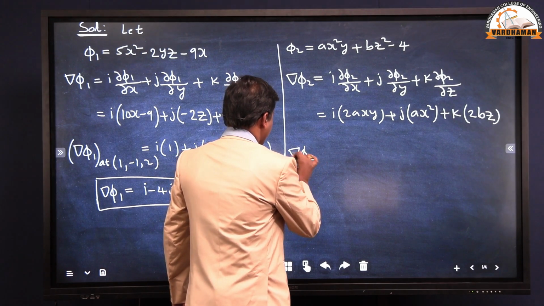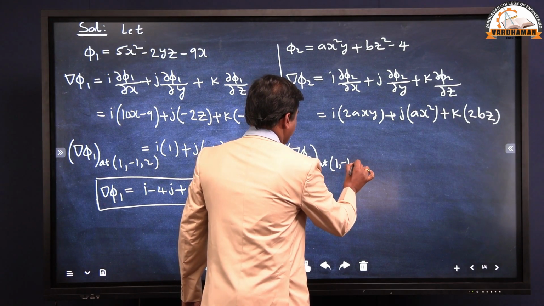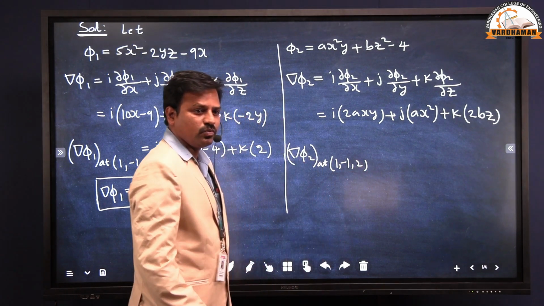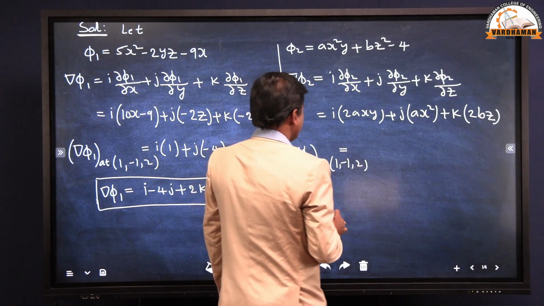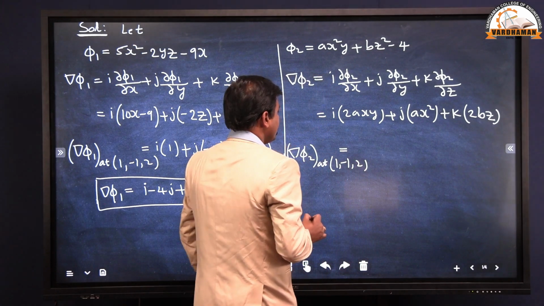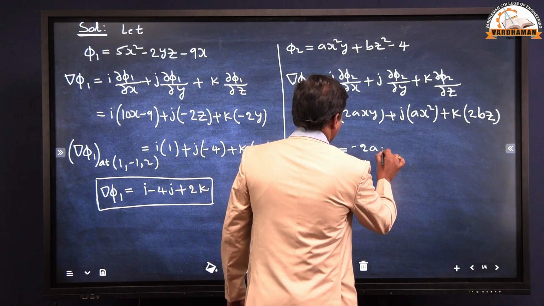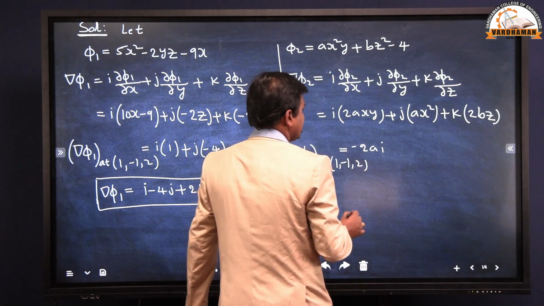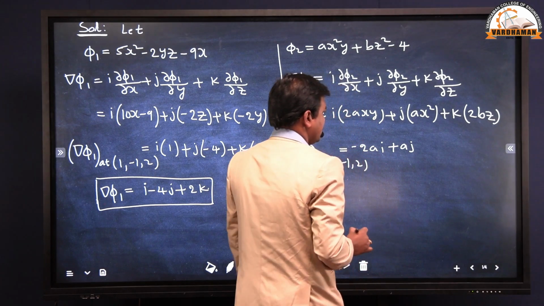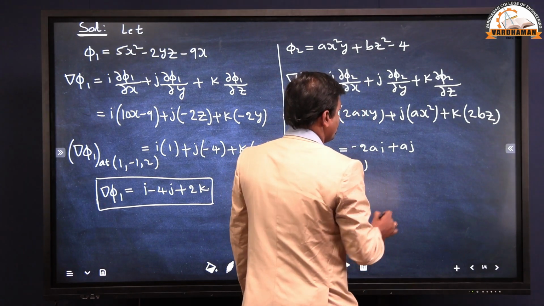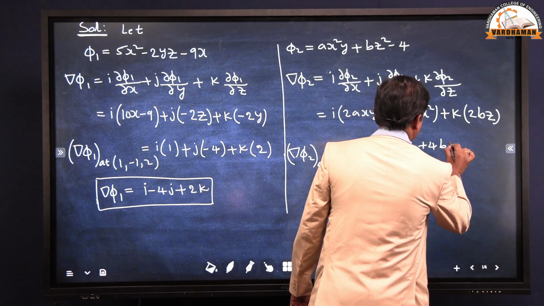Del phi 2 at 1, minus 1, 2 equal to, substitute x equal to 1, y equal to minus 1. So minus 2a i. Next x is 1, plus a j, and z equal to 2, plus 4b k.